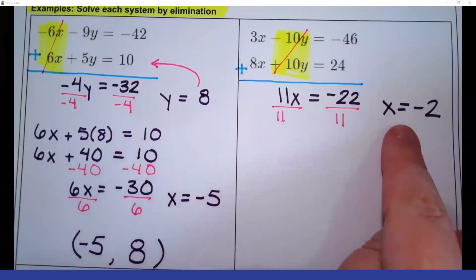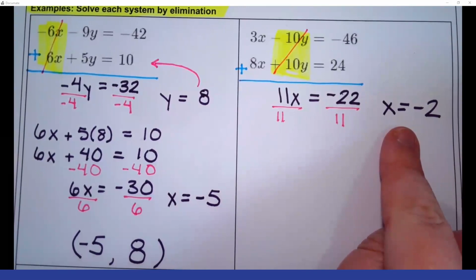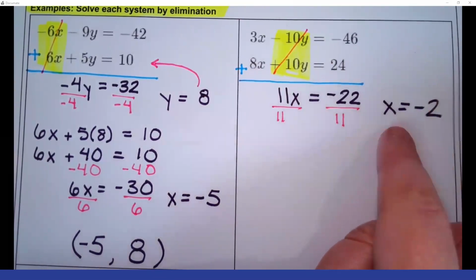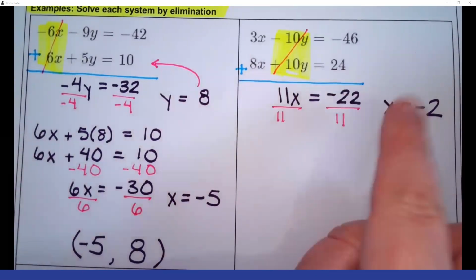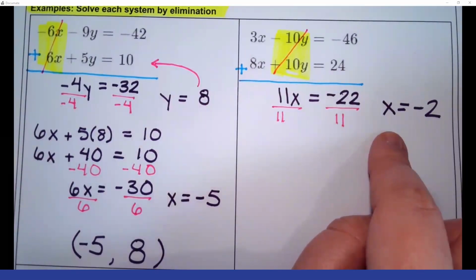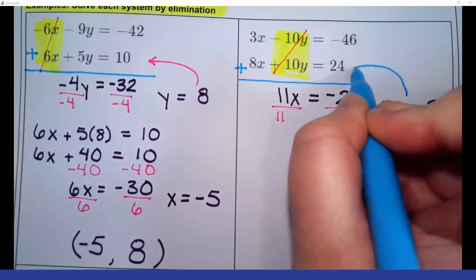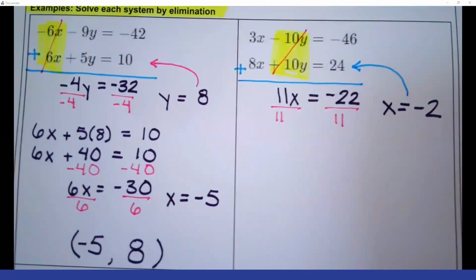So now we have x, we need to find y. So we're going to plug it into one of the originals. As I made mention previously, I like to plug it into the equation that has the least amount of negative signs in it, because that's just how I work. So I'm going to plug x equals negative 2 into the bottom equation.